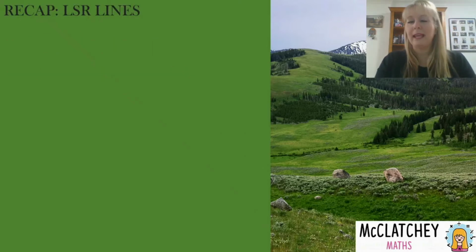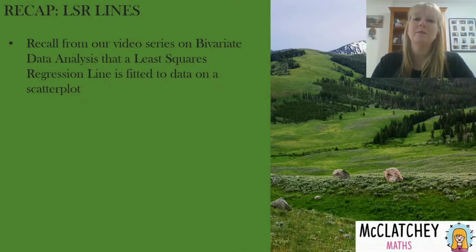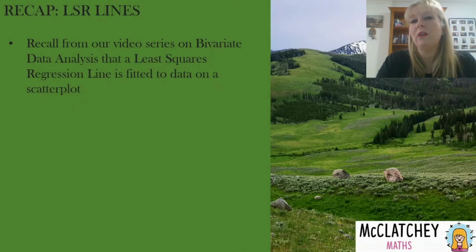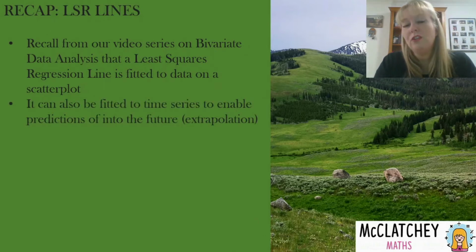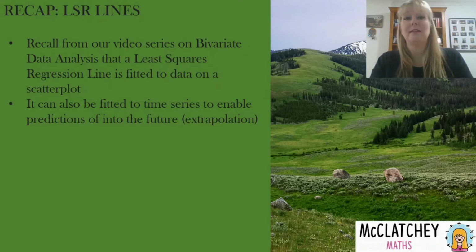So firstly, I'll recap on LSR lines. You would recall from my bivariate data series, just giving that little plug there, that a least squares regression line can be fitted to data on a scatter plot. Now, we're not looking at scatter plots in this series, we're looking at time series, but the principle of fitting a least squares regression line to data where you've got something on the x-axis and something different on the y-axis is basically what we have with the time series. But as you would recall, time series are different to scatter plots. But we can fit that to the time series in order to be able to make some predictions about the future trends. And that's a form of extrapolation because obviously the future hasn't happened yet.